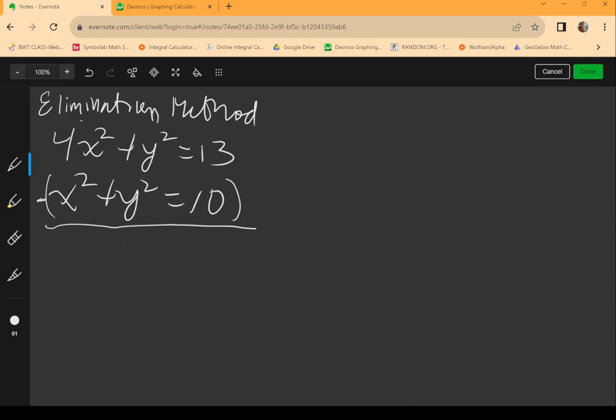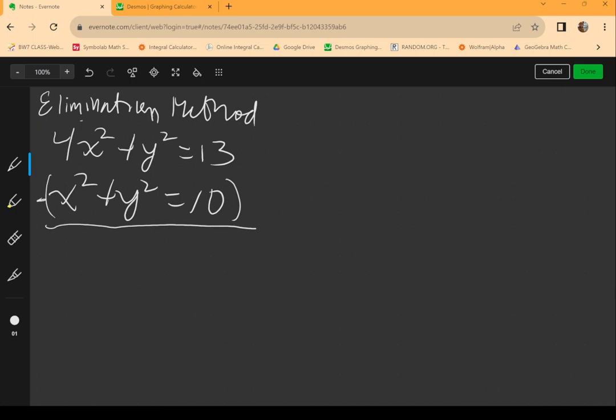then when you add them, you eliminate a variable, right? Hence the name elimination. So here I don't need to multiply by anything. I notice that both of the y squareds have a coefficient of 1. So what I'll do is I'll just subtract one equation from the other.